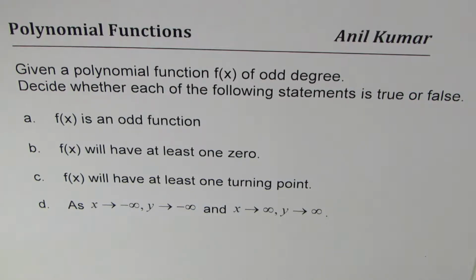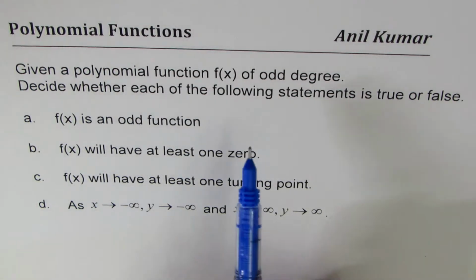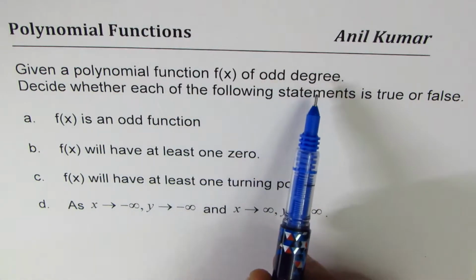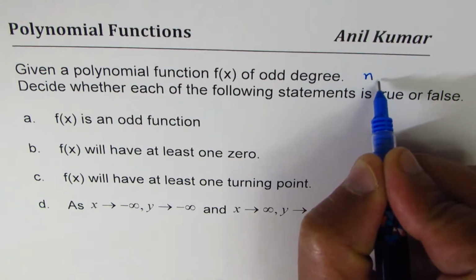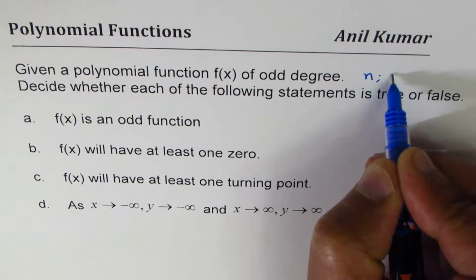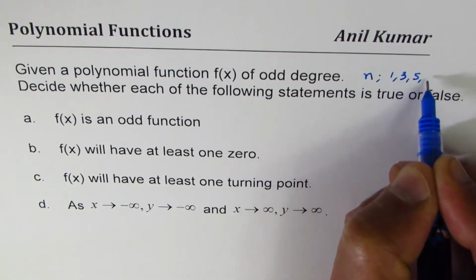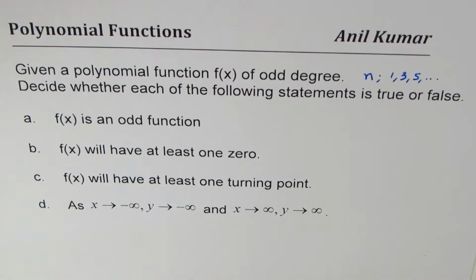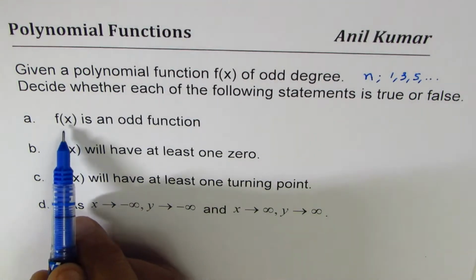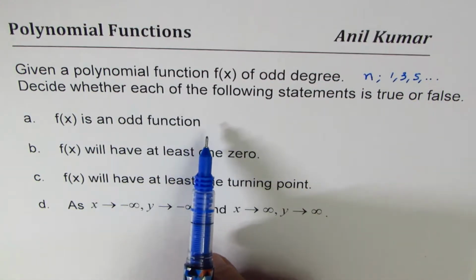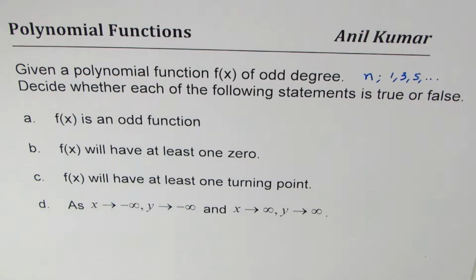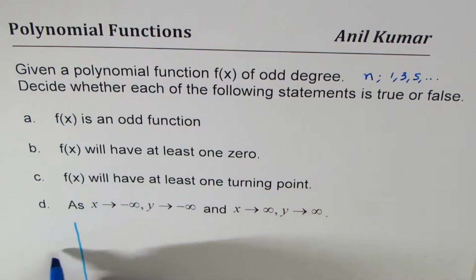We'll try to answer these questions with the help of examples or counterexamples. We are given a polynomial function of odd degree, right? That means the degree n could be 1, 3, 5, and so on. Now, f of x is an odd function if you are given a polynomial with odd degree. Is it true or false? Let me sketch and then show you, and we'll also give you a few examples.